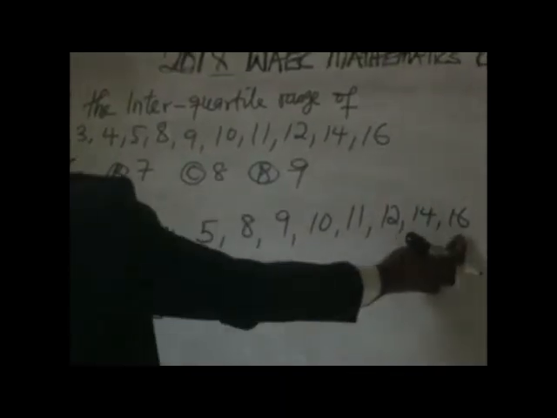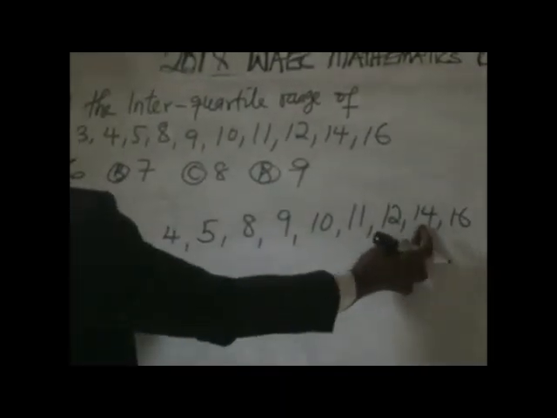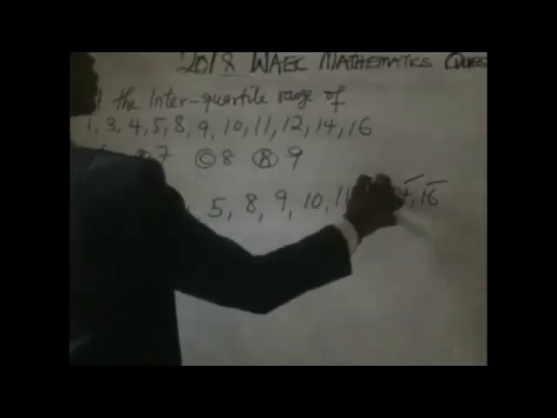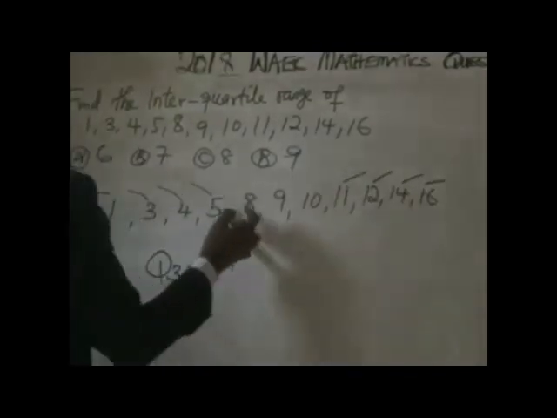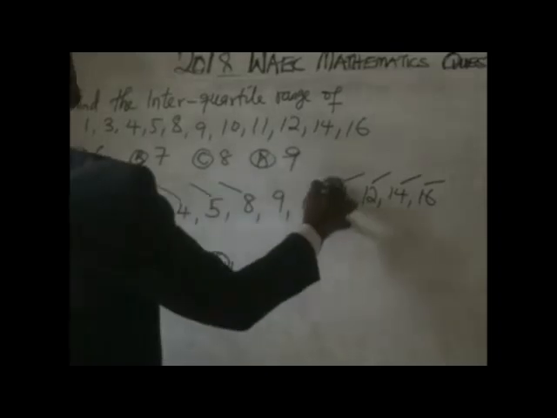Let's go: 1 and 16, 3 and 14. Okay, let's do it like this so that we will not be confused. 1 is out, 16 is out, 3 is out, 14 is out, 4 is out, 12 is out, 5 is out, 11 is out, 8 is out, 10 is out.